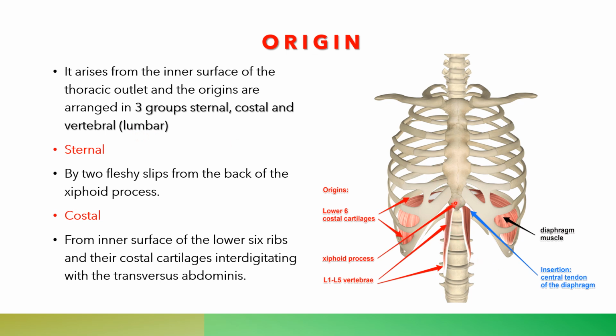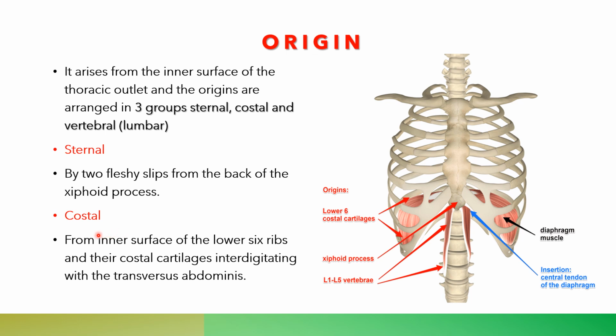So we can make out here the sternal origin, number one. Number two, the costal origin of the diaphragm. And the last one is the vertebral or the lumbar origin of the diaphragm. Now let us see the sternal origin of the diaphragm. By two fleshy slabs from the back of the xiphoid process. So the sternum has the manubrium, body and the xiphoid process. Okay, so from the posterior part of the xiphoid process, we have the origin of the sternal part of the diaphragm.